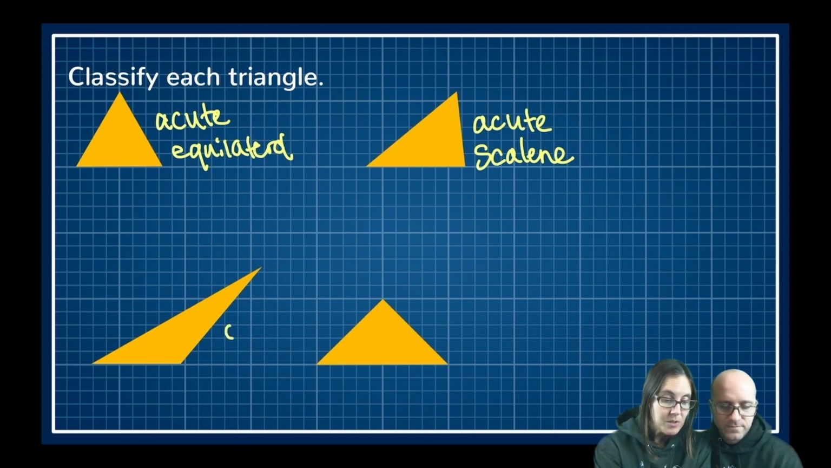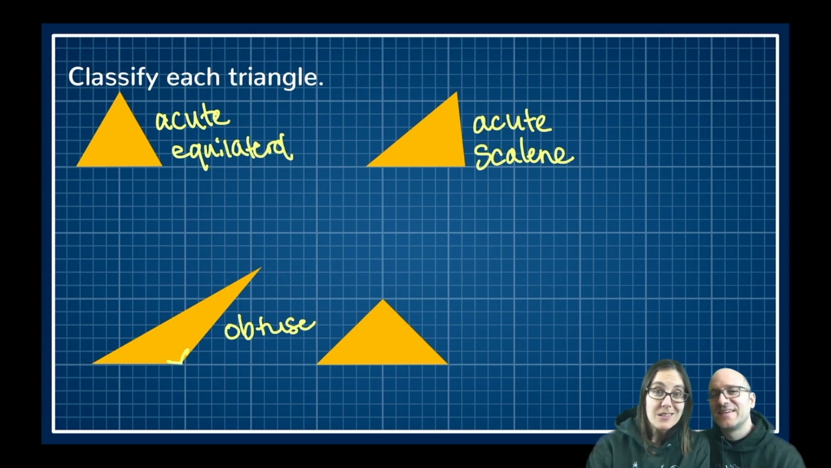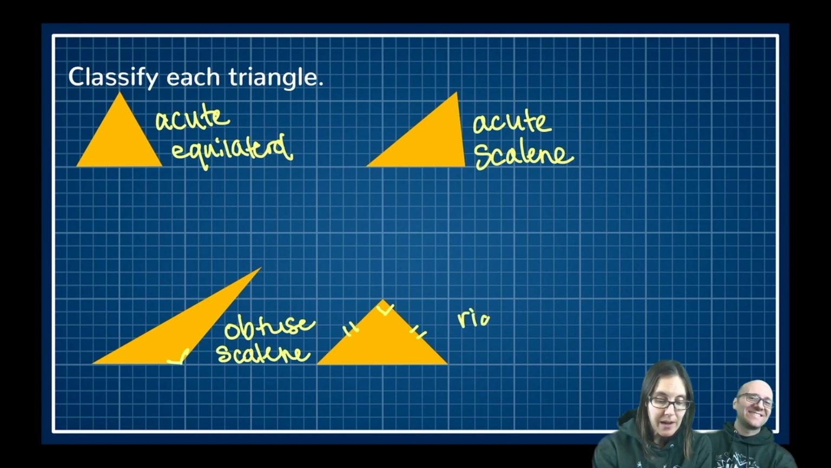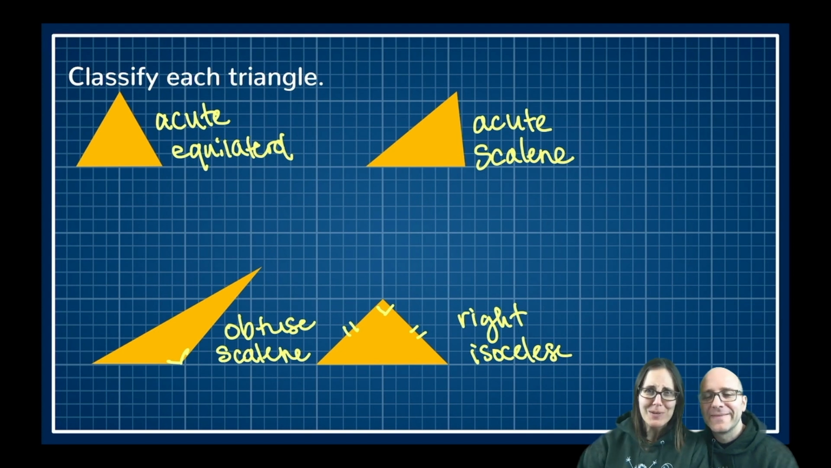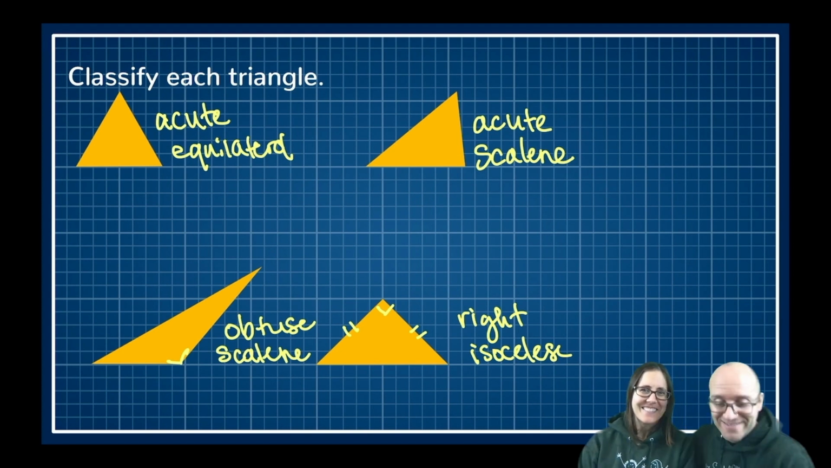This one is obtuse because of this big angle right here, and I don't think all those are equal, so I'm going to say it is also scalene. Nicely done. It's an obtuse scalene triangle. And this one, that looks like a right angle, and this looks like it is equal to that. So I'm going to say this is a right isosceles. But I did not spell isosceles right. No, but you tried. That's what counts. Yeah, it's an isosceles right triangle.